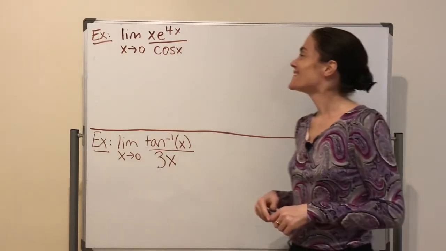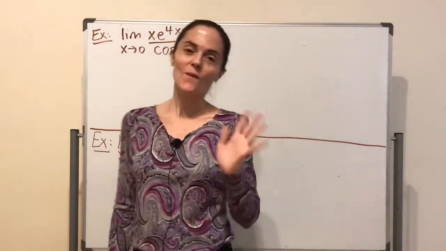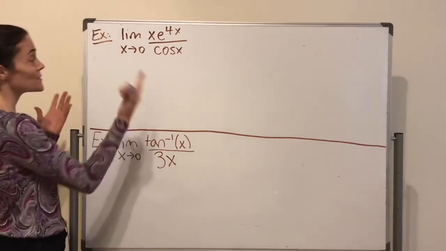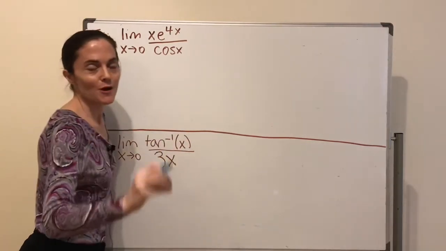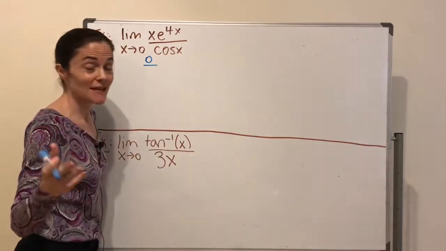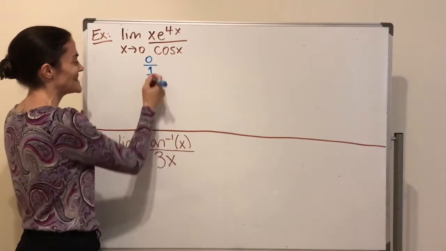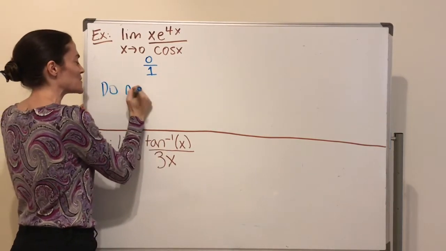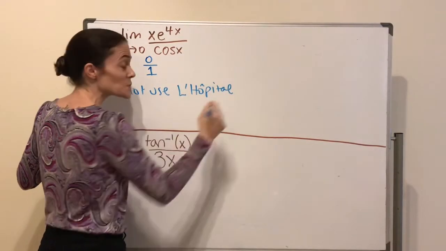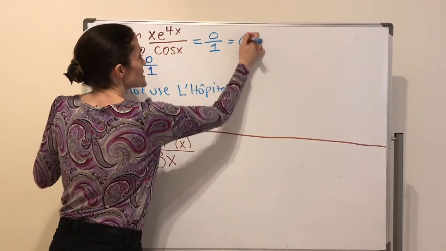2 more. But first step, just as we have done, we must check, can we use L'Hopital or not? Let's look at this first one. What's happening as we approach 0? The numerator is approaching 0 times 1, which is 0. And the denominator is approaching cosine of 0, which is 1. Okay? Well, this is not indeterminate, so we do not use L'Hopital here. Because we do not have an indeterminate form, this answer is just 0 over 1, which is 0.